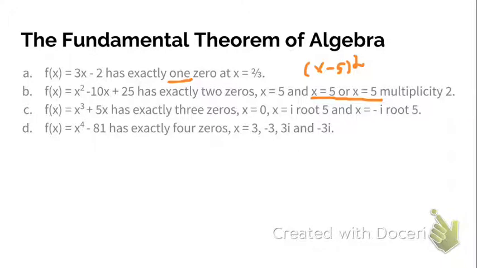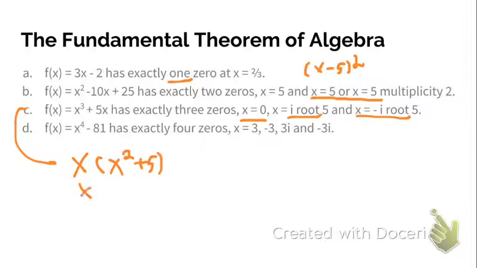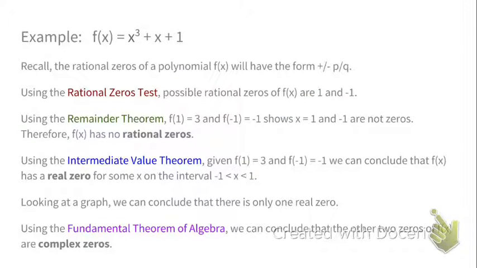C, that's a cubic, and it has 3 zeros, one being 0, and then one being i root 5, and the other being negative i root 5. Because if you were to factor this, you would pull out an x, then have x squared plus 5, and then you could factor that as x plus i root 5, and then x minus i root 5. Alright, and then D, a 4th degree polynomial, which means there are 4 zeros. So that's an important fact to know when you are factoring polynomials.